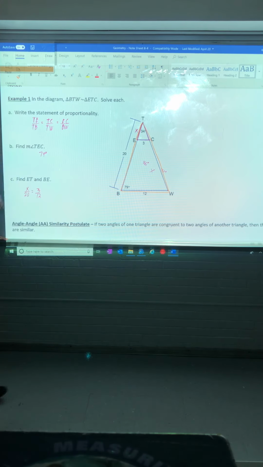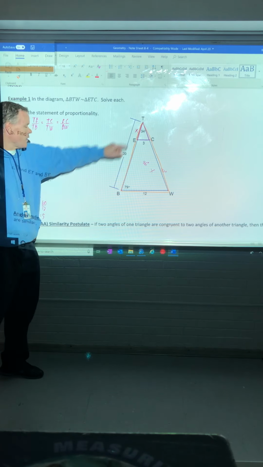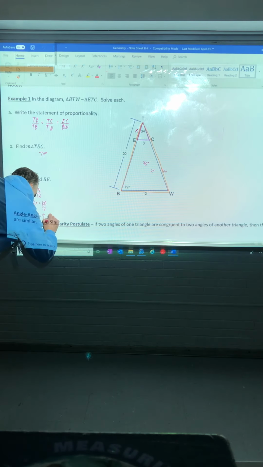And if you want to, you can reduce this down to 1 over 4 just to make life a little bit easier. But these aren't really terribly high numbers to worry about anyway. So we're going to get 12x equals 60, and you're going to end up getting x equal to 5. X equals 5. So ET right here equals 5. X for ET equals 5.